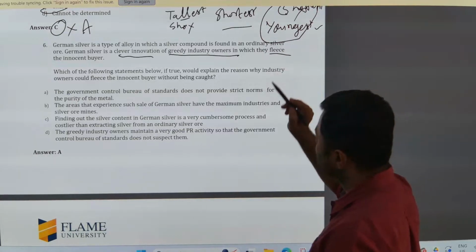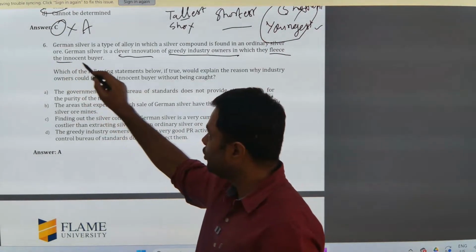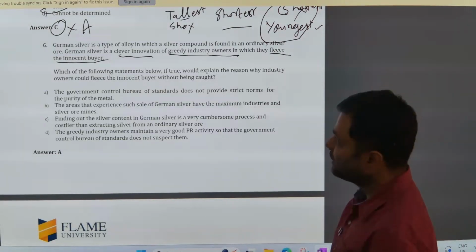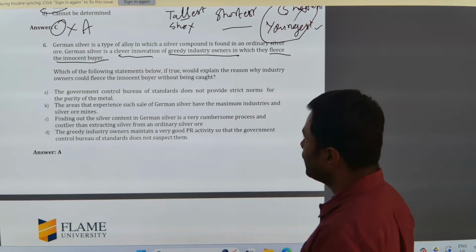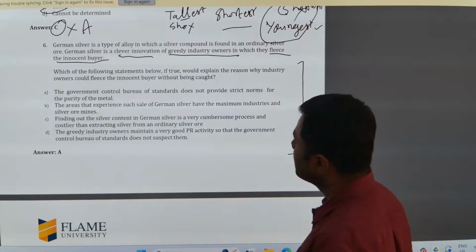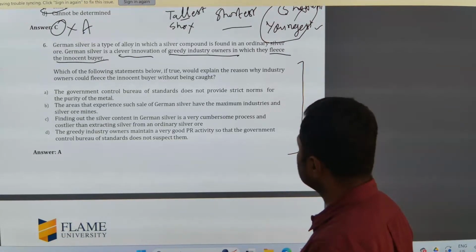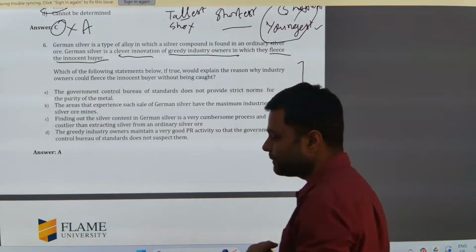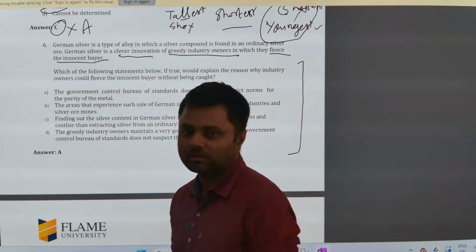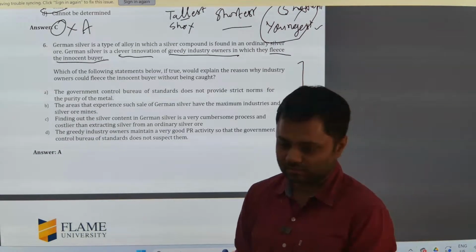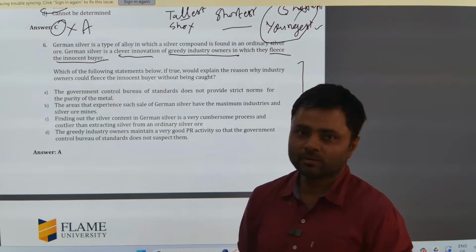So the innocent buyer probably does not know what is German silver and what is actual silver, and they get cheated. So which of the following statements below, if true, would explain the reason why industry owners would fleece the innocent buyer without being caught? If it is known that cheating has been going on and still the cheater is not being caught, there are not many reasons behind it.